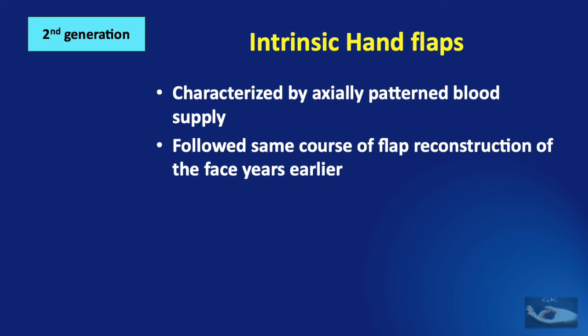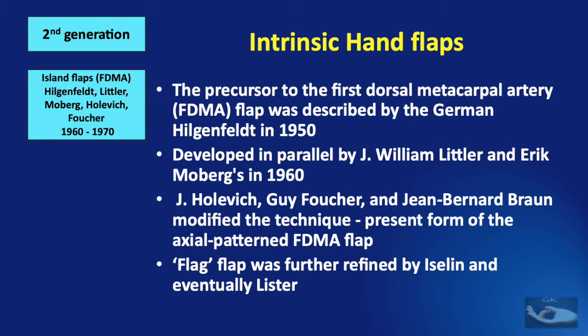The second generation of intrinsic hand flaps were characterized by axially patterned blood supply. They followed the same course of flap reconstruction of the face years earlier. The precursor to the first dorsal metacarpal artery flap was described by the German Hilgenfeldt in 1950. It was developed in parallel by William Littler and Erich Moberg in the 1960s. Holwich, Guy Faucher and Jean-Bernard Braun modified this technique to the present form of the axial patterned FDMA flap.